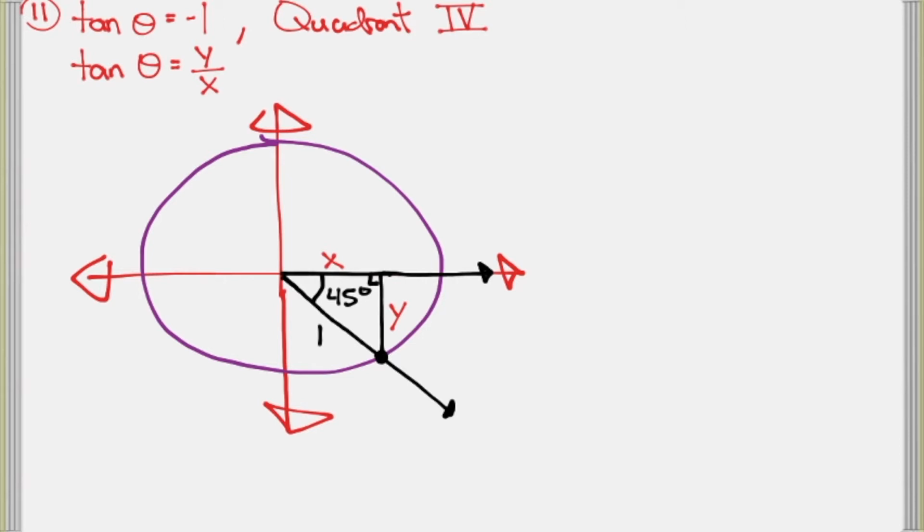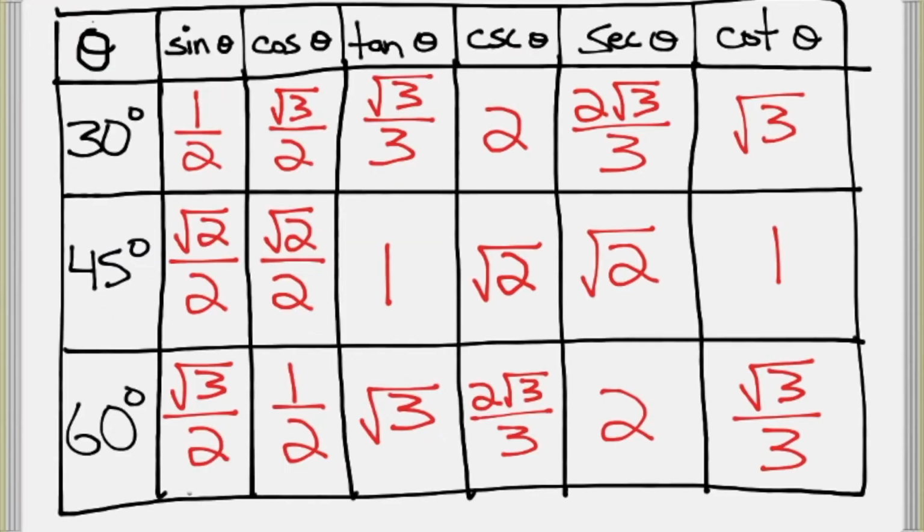So again, we're going to jump over here to this chart. And we're going to look and say, okay, at 45 degrees, both sine and cosine are radical 2 over 2. They're the same thing. All right? And again, that chart is on page 287. That's something you're going to be able to use on your quiz to get those values.